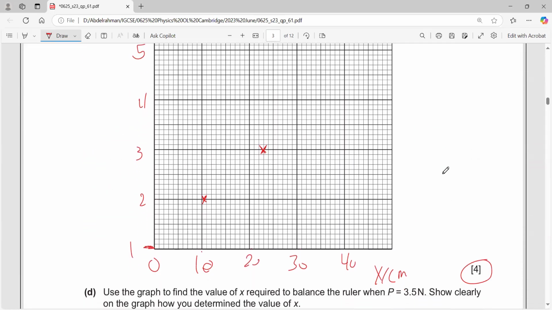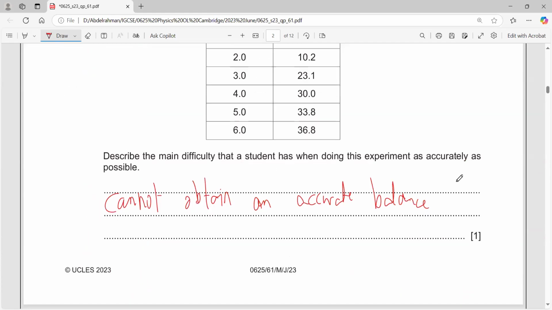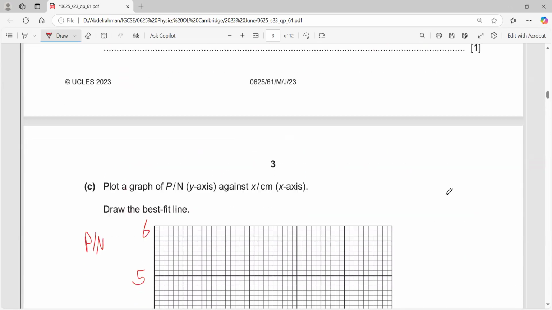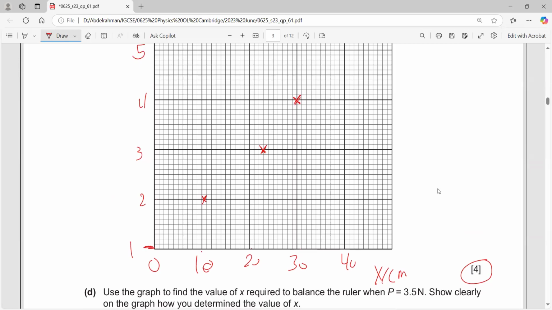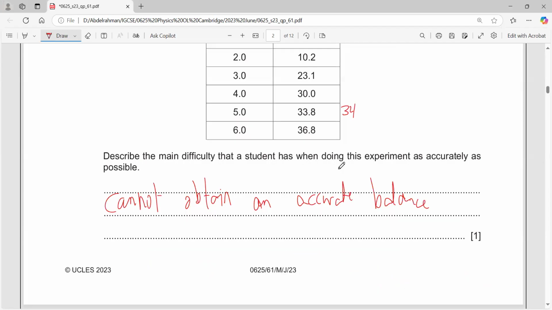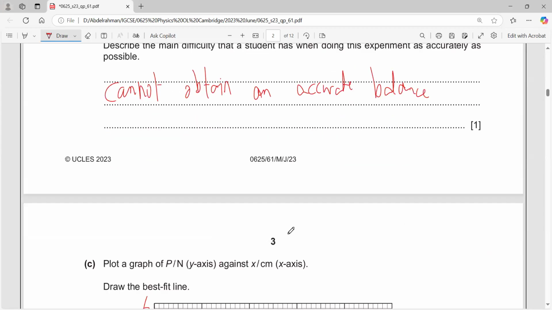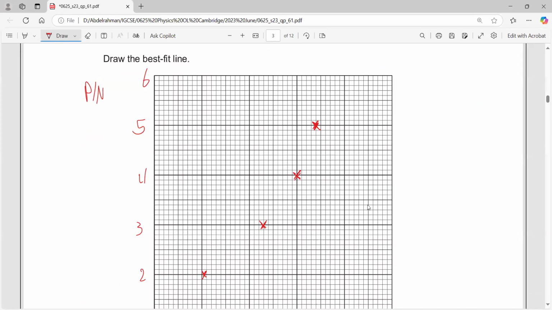30 and 40, that's easy: 30 and 4.0. Then 33.8, which can be approximated to 34, and 5. 34 is here, and 5. The last point is 36.8, which is around 37, and 6. So this is 37 and 6.